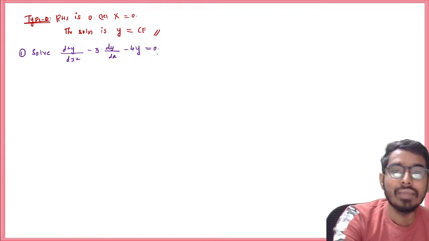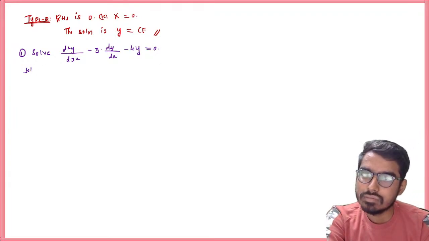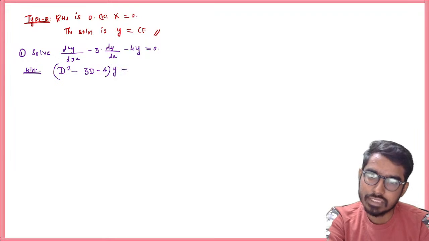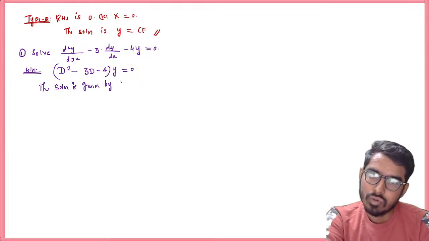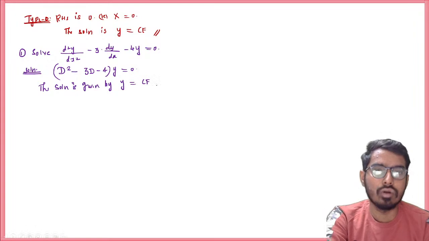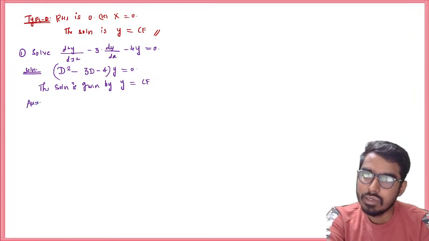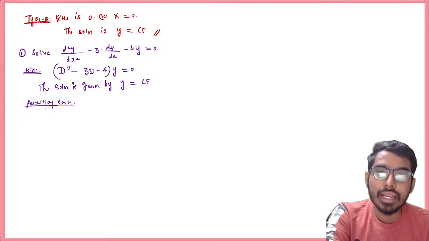Why type 0? Because your RHS is 0. This is the same as writing d square minus 3d minus 4 of y is equal to 0. The solution is given by y is equal to complementary function alone. We don't have the particular integral. How to find the complementary function? You just find the auxiliary equation. Depending upon the roots of the auxiliary equation, you need to write the complementary function.